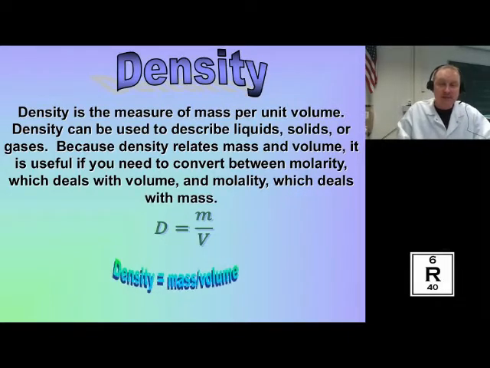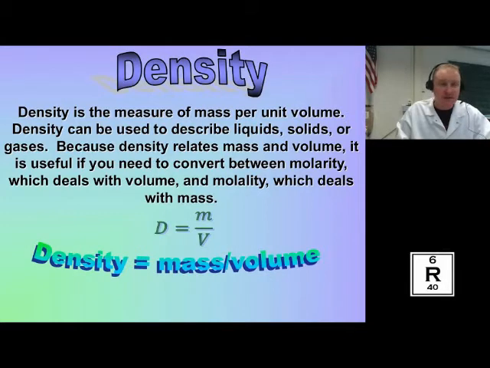So, density. Let's talk about density here. Density is a measure of mass per unit of volume. And we talk about this when we talk about the density of water, because the density of water is 1 kilogram per 1 liter. And so density can be used to describe liquids, solids, or gases.